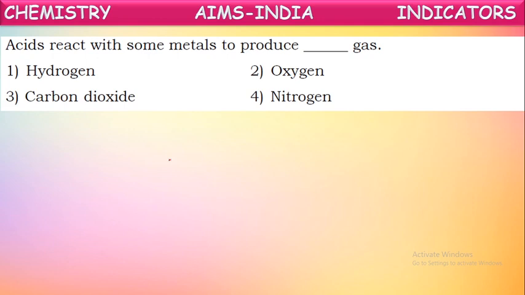Next, acids react with some metals to produce dash gas. Yes, generally dilute acids or aqueous acid solutions, on reaction with metals, produce hydrogen gas. Because when metals react with acids, they replace hydrogen present in the acid molecules and form metal salts, and they release hydrogen gas. For example, let us take one simple example.